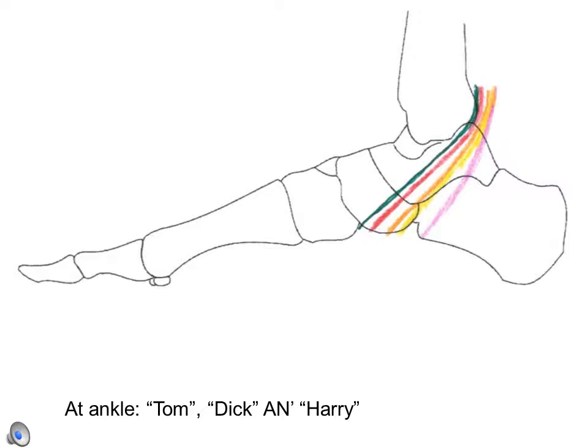AN stands for artery and nerve, which is the tibial nerve. So the tendon of Tom is in green, the tendon of Dick is in red, and the tendon of Harry is in pink. The yellow is the nerve, which is the tibial nerve.